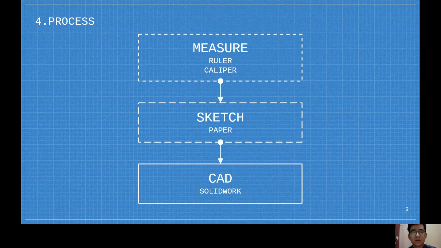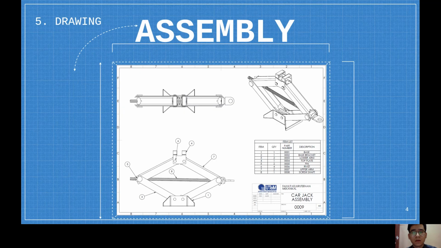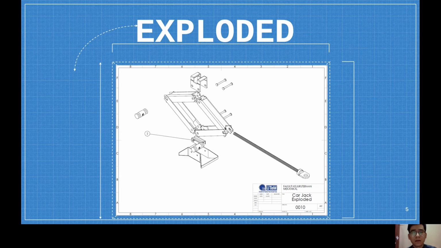The next part is the drawing section. The first one is the technical drawing of the assembly view. It consists of one whole product and we label all of the components. The next one is the exploded view. It shows the separated parts of the assembly view. This is important to show the hidden parts that cannot be seen in the first drawing.